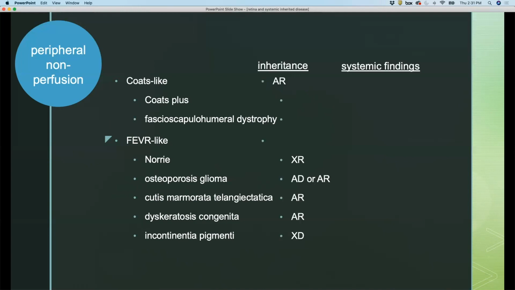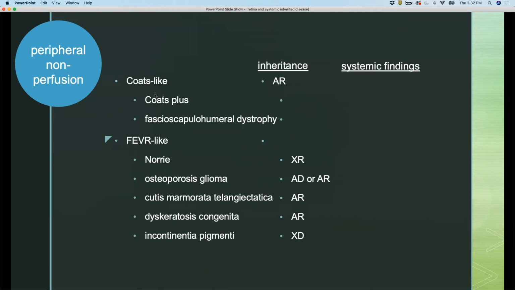So let's talk about the systemic findings, and then most of these are recessive, except, we forgot to talk about the fact that Norrie is another X-linked, so we've got to remember the inheritance of that. It's X-linked recessive. Most FEVR is autosomal dominant, but these 2 diseases are recessive, and weirdly, osteoporosis-pseudoglioma can be either. No one's going to ask you that.